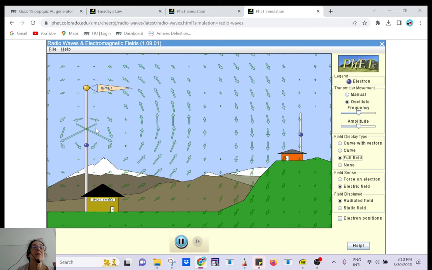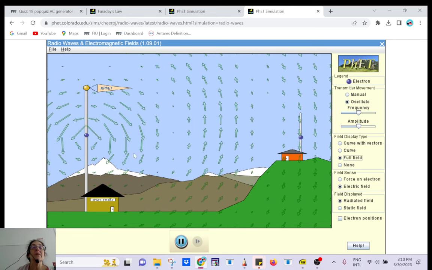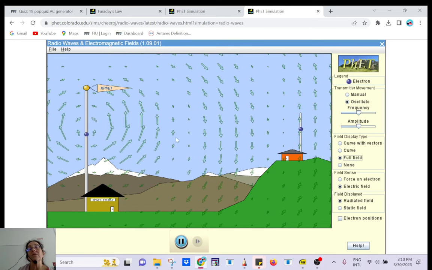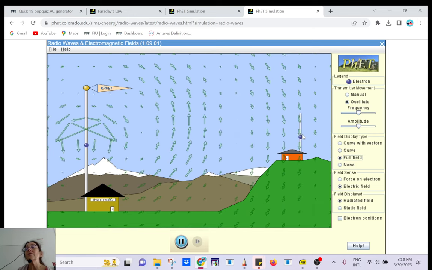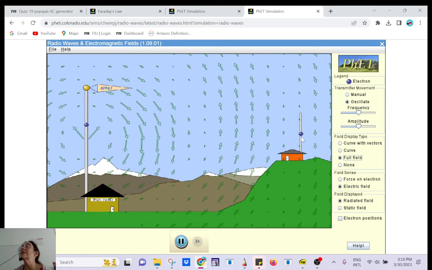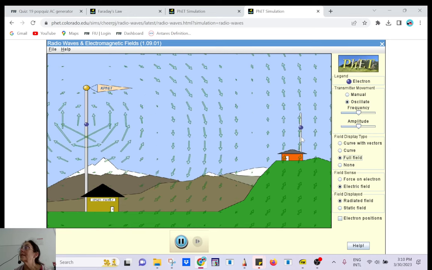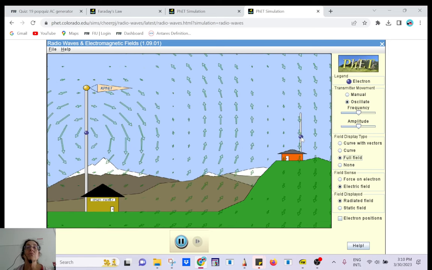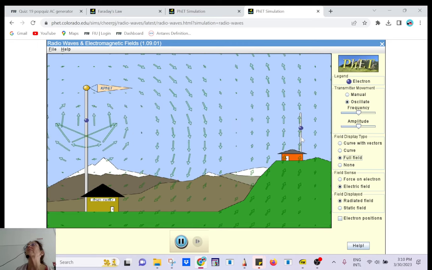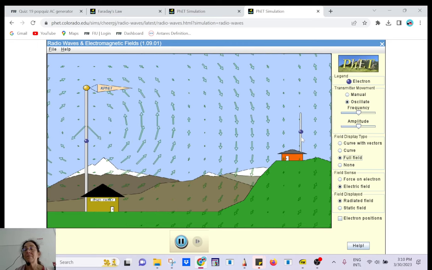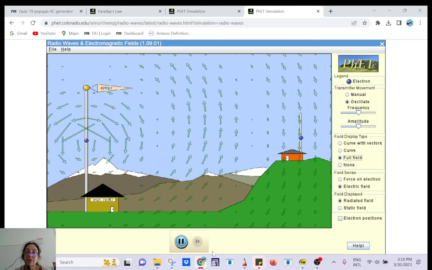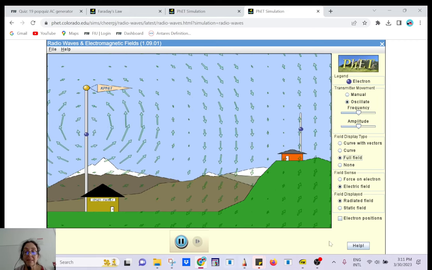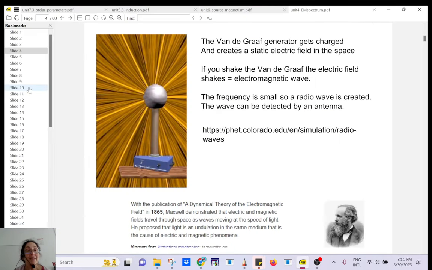It will induce an electric field that will induce a magnetic field that will induce an electric field, and so forth and so on. And it's moving in space, doesn't need air, at the speed of light. So that's what an electromagnetic wave is. Okay? It's an auto-generating electric field, magnetic field, electric field, magnetic field, and so forth and so on.